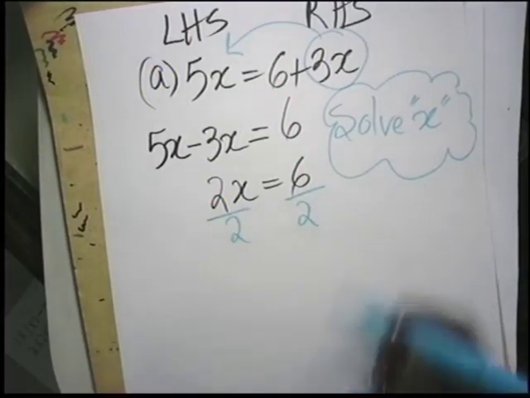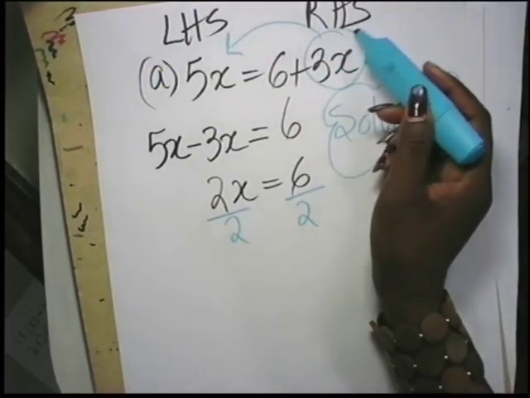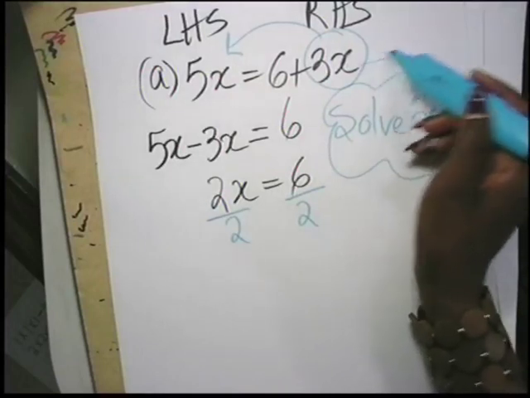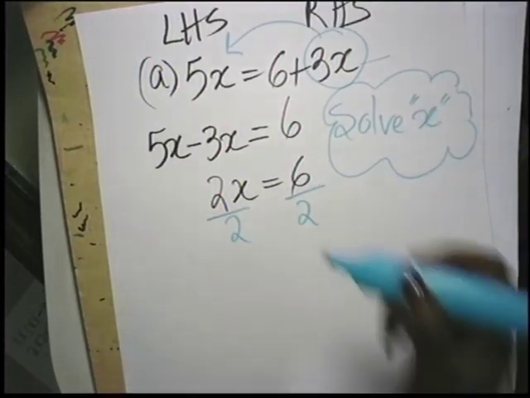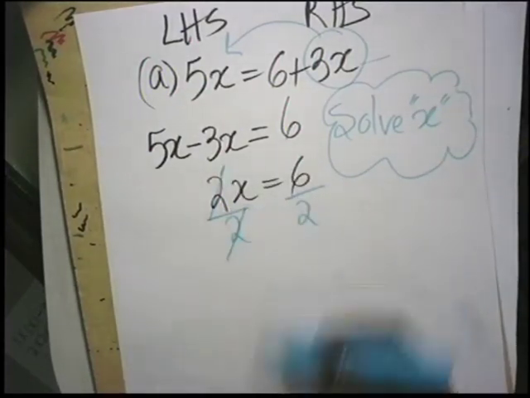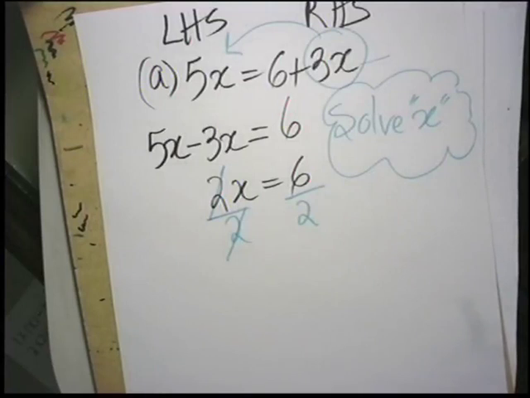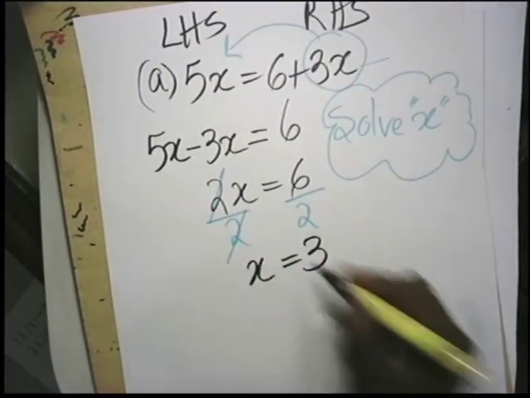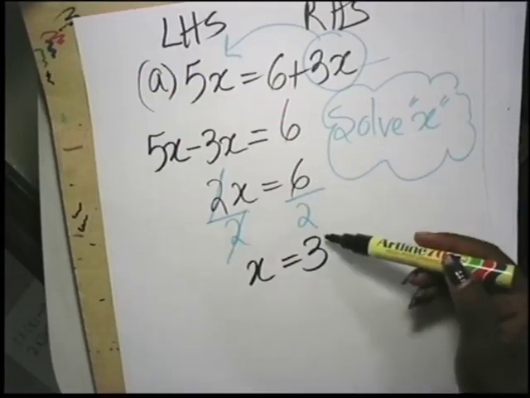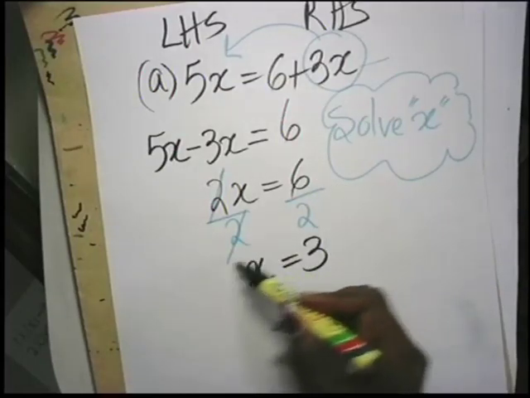But then the question will come and say, why didn't we also minus 3 on this side? If you do the same, because some books, that's how they are explaining it, you will get the same answer. 2 goes into itself 1, or we say they cancel each other. Therefore, x is equals to 3. Where did I get 3? 6 divided by 2 is 3. Now we got the value of x.